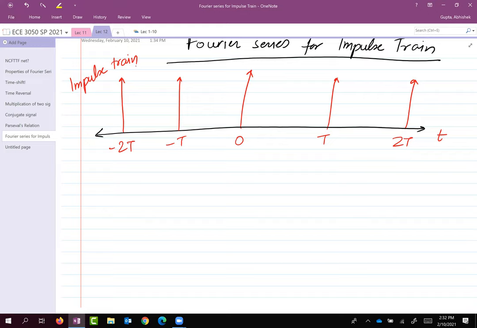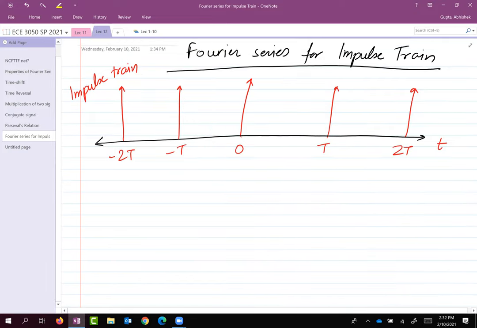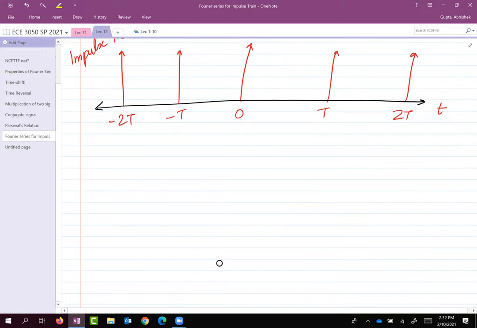Okay, so we all know an annoying friend who will come to our door and press the doorbell every 2 seconds or every 1 second. And so that annoying friend is basically sending an impulse train to us by pressing the doorbell every capital T seconds. Now you can annoy that friend by telling them what the Fourier series coefficient of this periodic signal is. So let's look at the Fourier series coefficient.